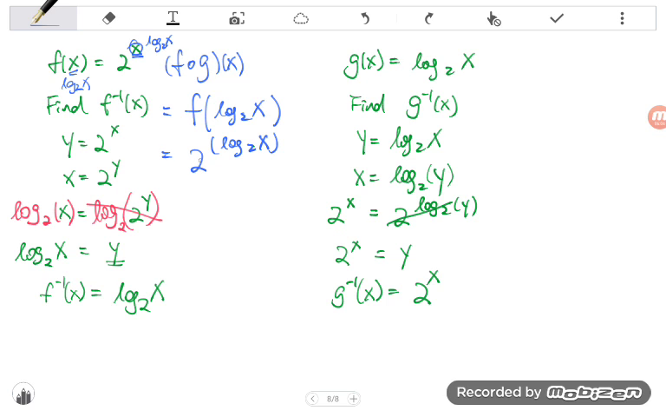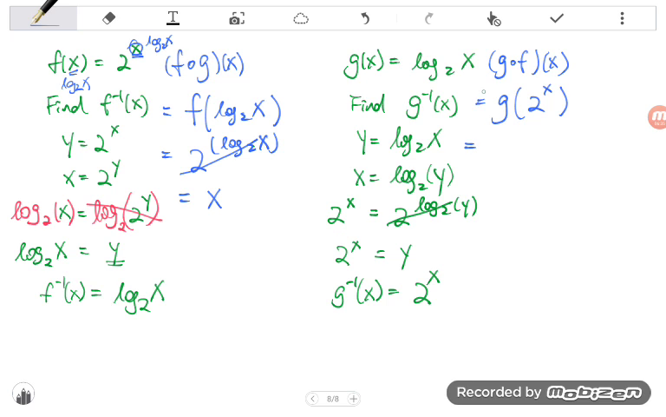Now, 2 to the power of log x to the base of 2: an exponential, and then the exponent has a log. They will cancel out each other, right? So I will have just x. Okay? Now, let's do the same thing, but now I will have g of f, which means I'm going to put f in my g. So I have a g, and then inside I will have 2 to the power of x.